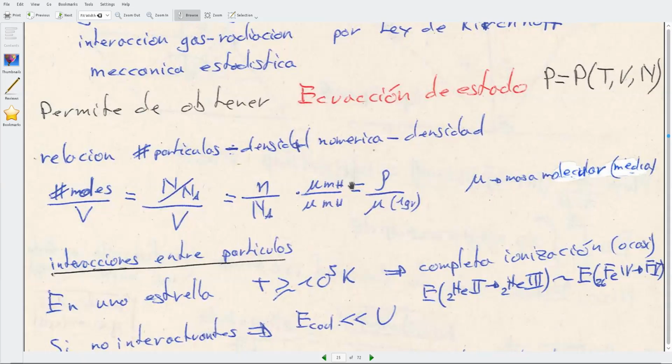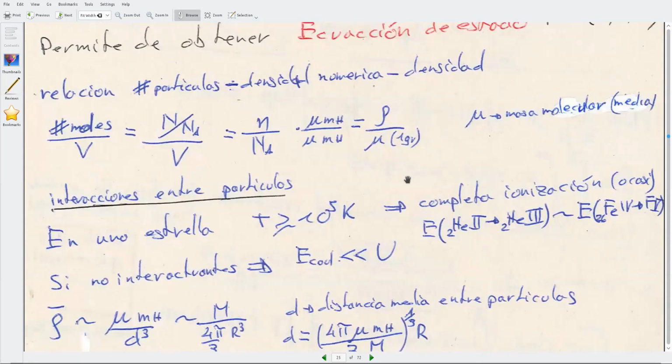Not exactly, because by definition it is 1/12 of the carbon atom, the atomic mass unit. So you multiply here and here, and the numerical density times the mean mass of each particle is the total density. And mH multiplied by the Avogadro number is by definition 1 gram. So you have this value. You can substitute.